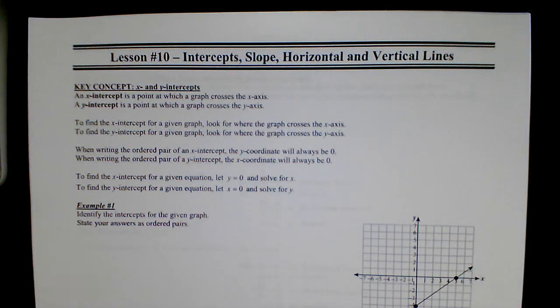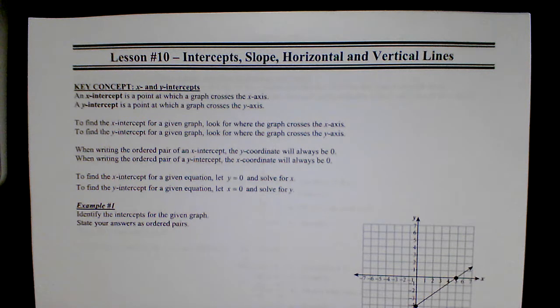Hello everyone. In Lesson 10 we look at straight lines a little bit more, the concepts of intercepts and slope, and then some special straight lines, horizontal and vertical lines. And we first define the intercepts, which are the points where the line crosses the axes.